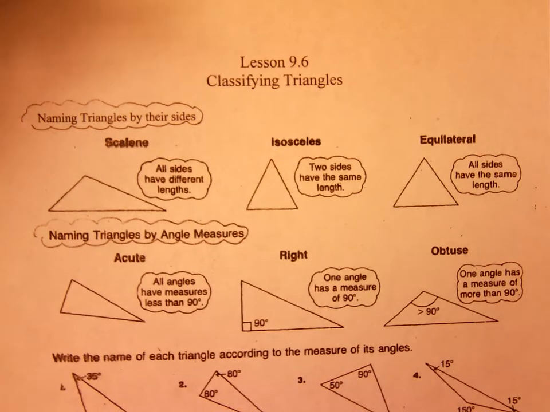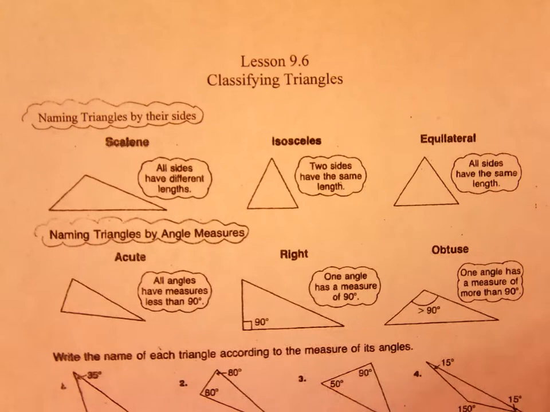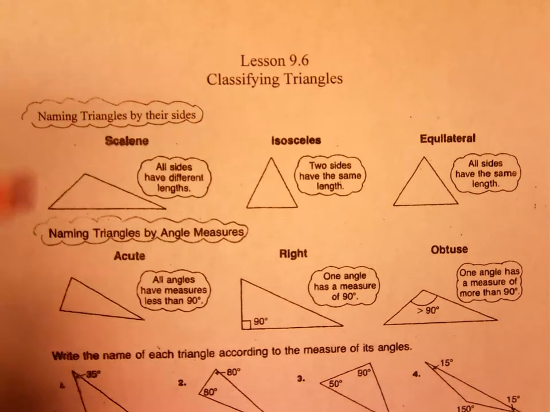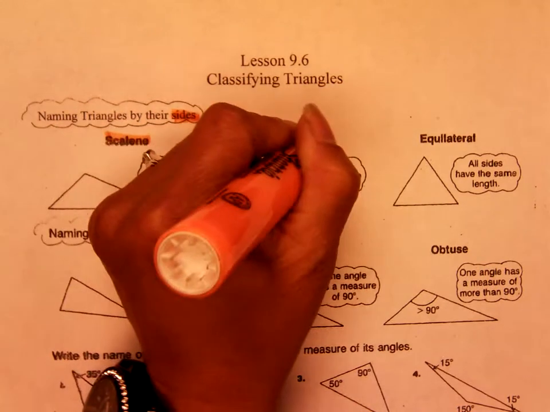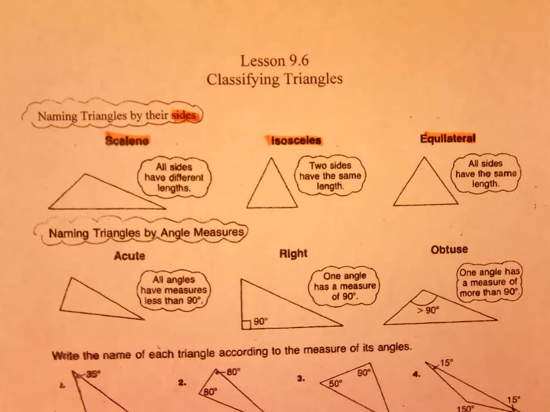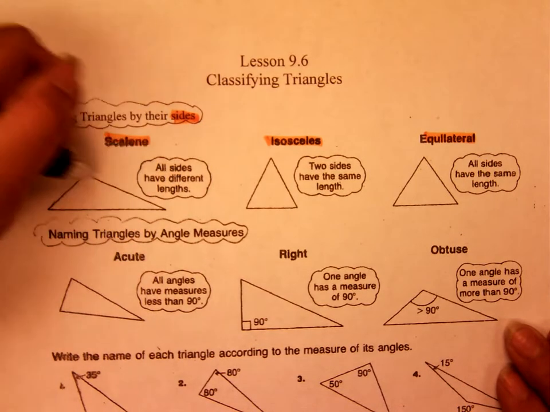Alright, so today's lesson is 9.6, classifying triangles. So we classify triangles by either their side or by their angle. If you're classifying triangles by their side, the three names we have are scalene, isosceles, and equilateral. On the side, we're talking about the lengths.